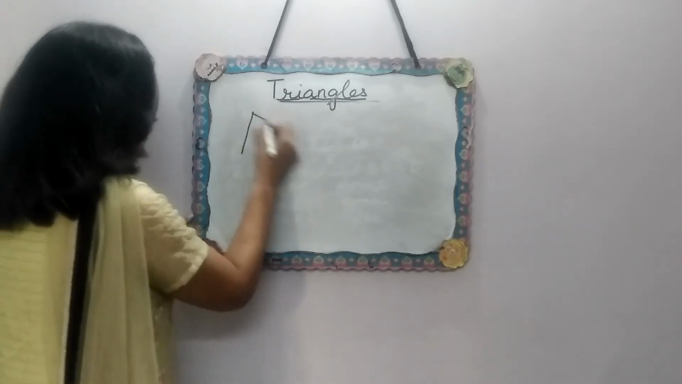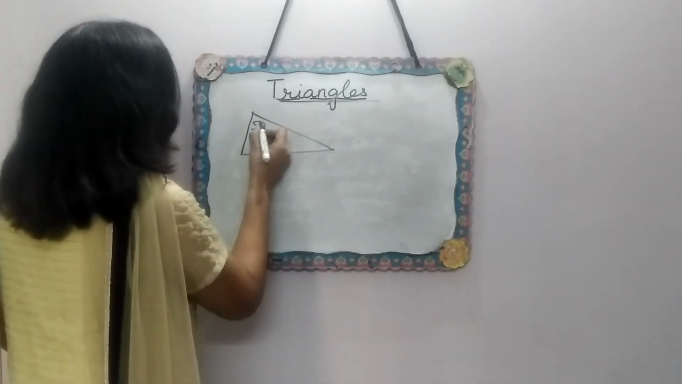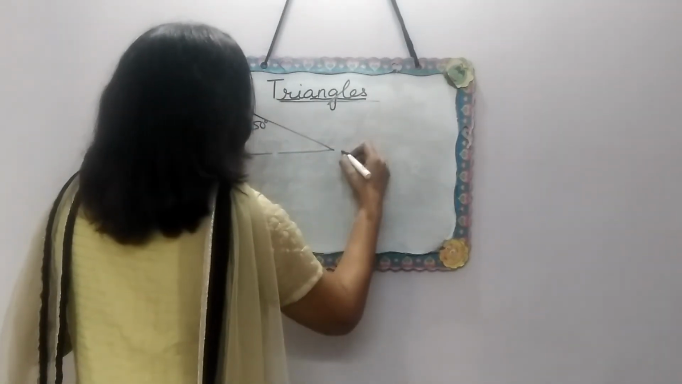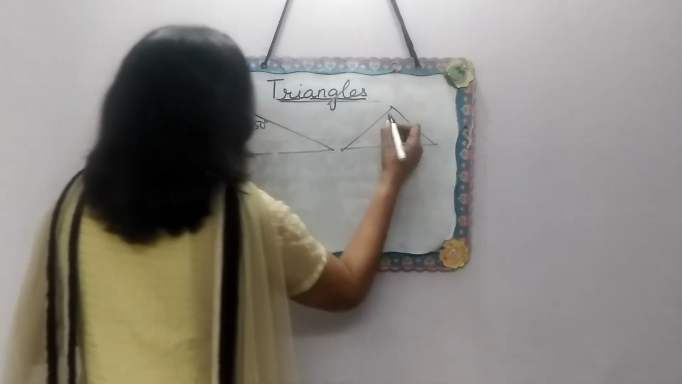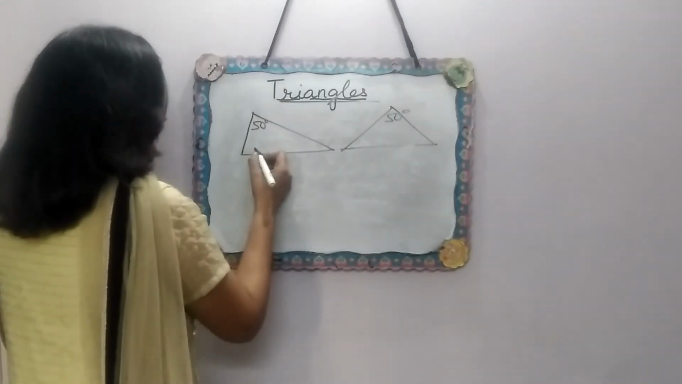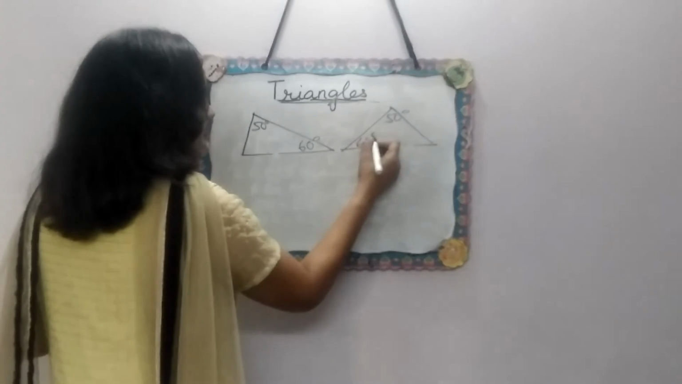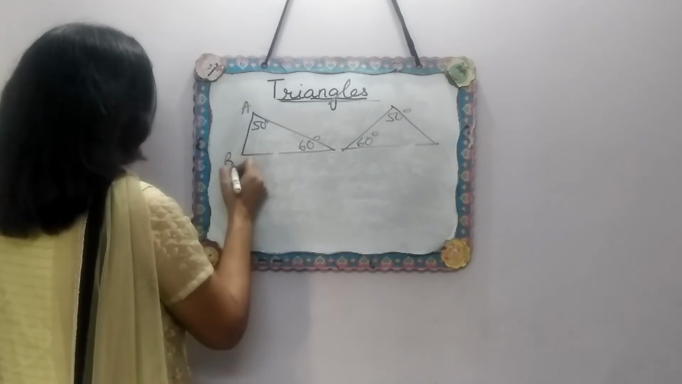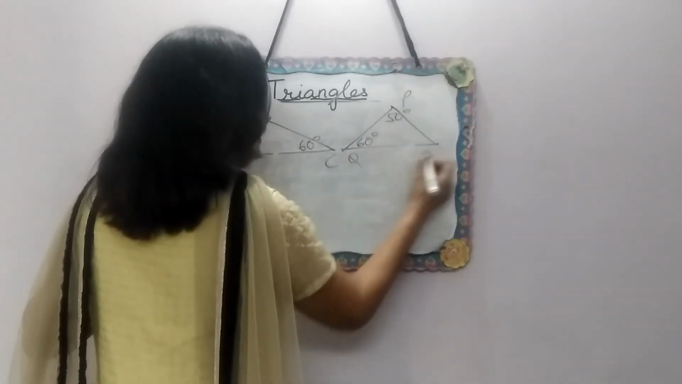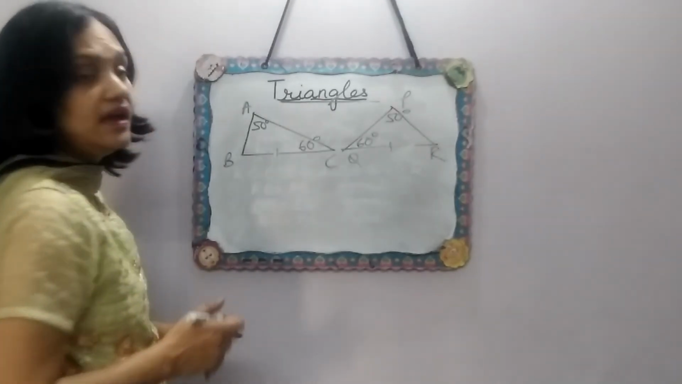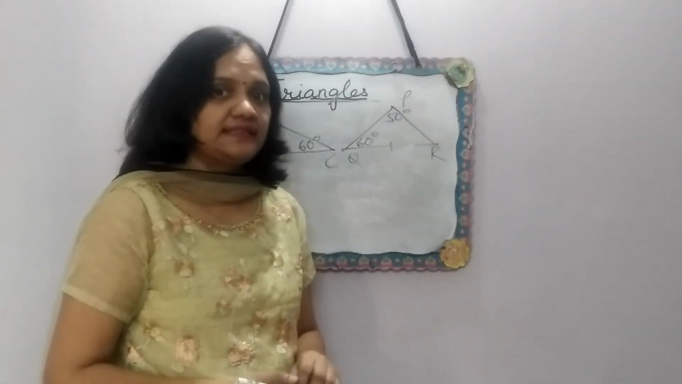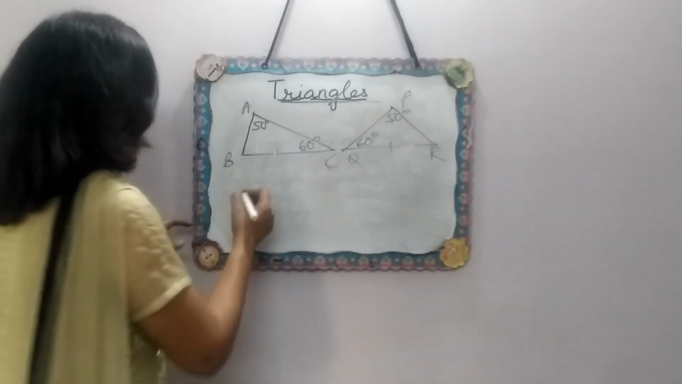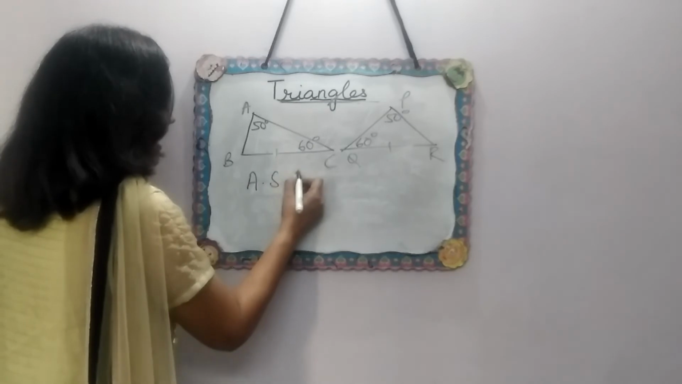So if it has been given this angle is 50 degrees, this angle is also 50, this is 60 and this is whatever, it has to be 70. And if it is given that any one of the sides are equal, then we can say that the two triangles are congruent by angle side angle property.